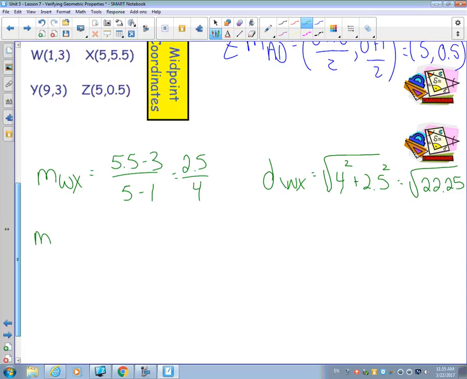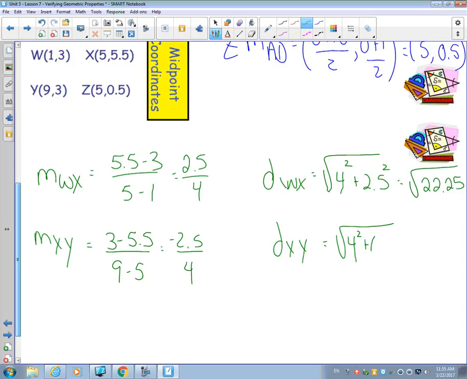Do the next one. X to Y. So we put them in alphabetical order, right? 3 minus 5.5 and 9 minus 5 gives negative 2.5 over 4. Huh. Well, those aren't perpendicular because even though they have opposite signs, they're not reciprocals. So I'm on the right track to proving that this is a rhombus. No perpendiculars. And I've actually seen these numbers before, right? 4 squared plus negative 2.5 squared is 22.25. That's also on the right track because they have to all be the same length.